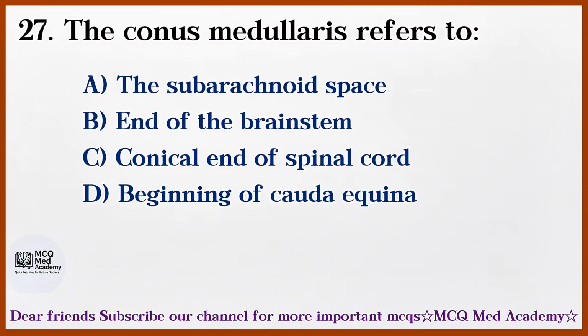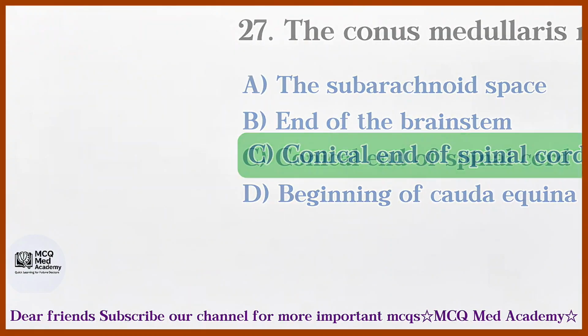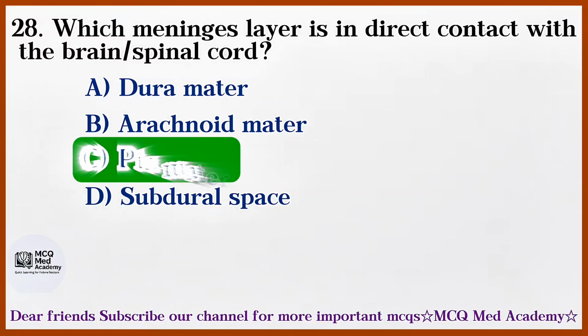27. The conus medullaris refers to: Correct answer, C. Conical end of spinal cord. 28. Which meninges layer is in direct contact with the brain and spinal cord? Correct answer, C. Pia mater.